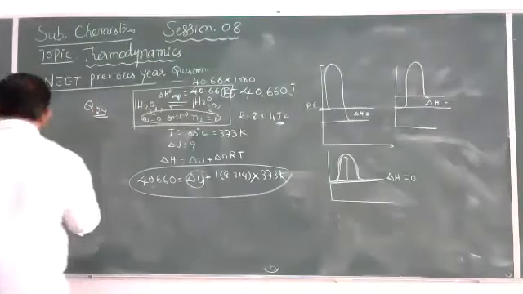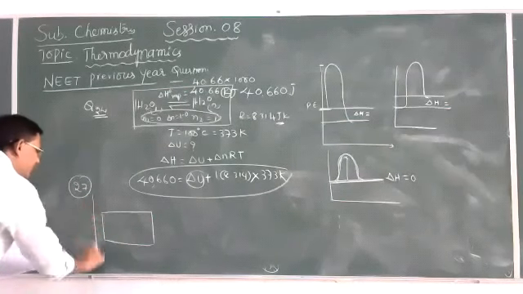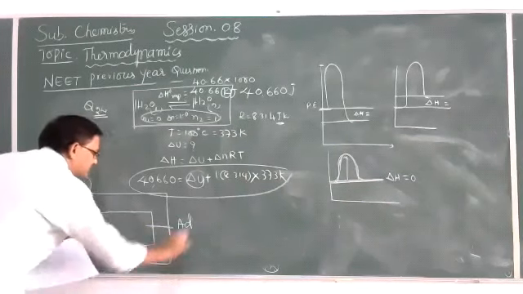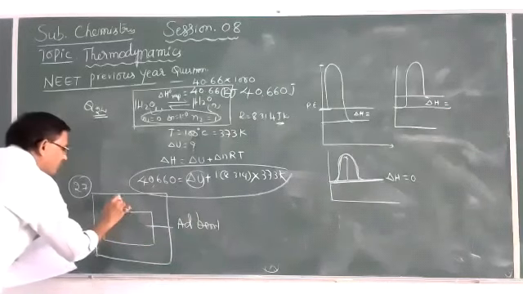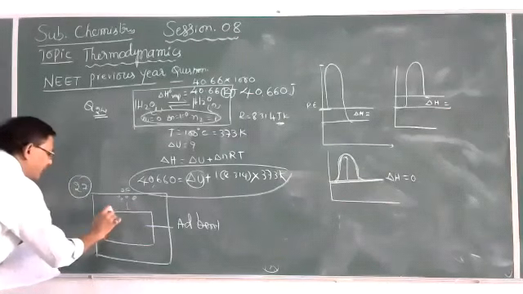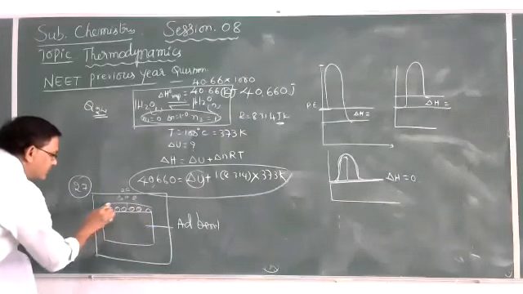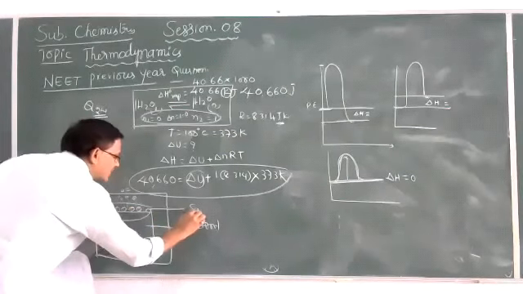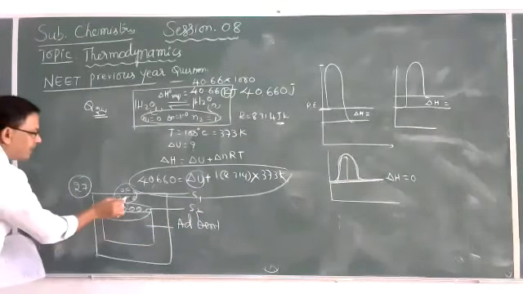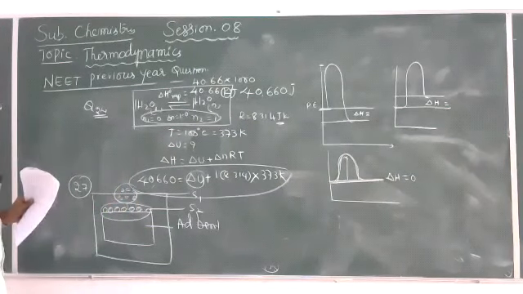Question number 27. This is the solid material in surface chemistry in a closed vessel. This is the adsorbent. This is the gas. Molecules are randomly moving and slowly deposited, accumulated on the surface of this solid substance. Now this is the final state S2. This is the initial state S1.